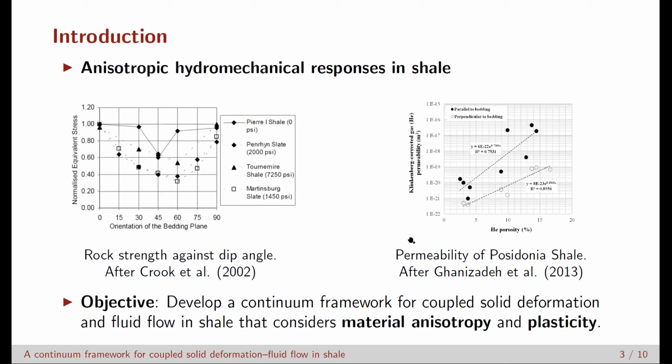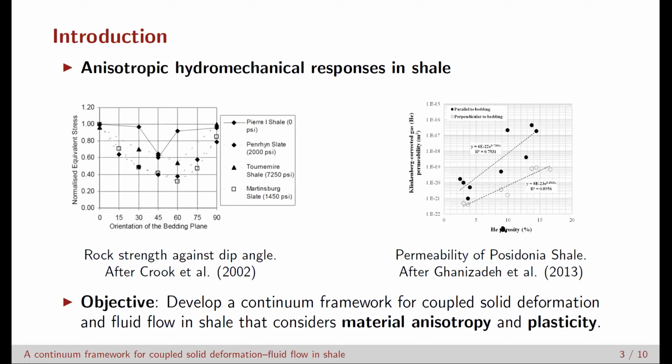The right figure shows the relationship between permeability and porosity of shale. As you can see, given a certain porosity, permeability along the bed-parallel direction, marked as a solid spot in the figure, will be orders of magnitude larger than permeability along the bed-normal direction, marked as a circle in this figure. This is also caused by the microcracks aligned along the bed-parallel direction.